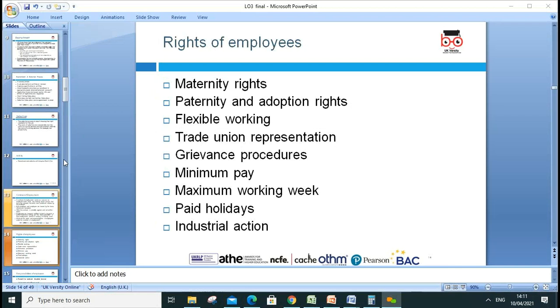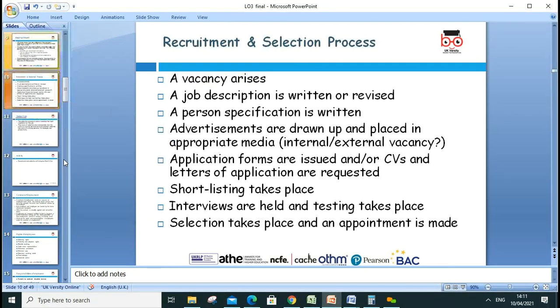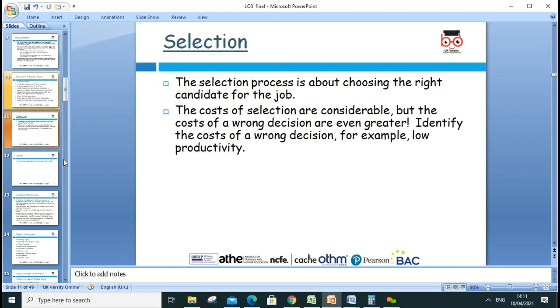Okay, the right employees, that's quite crucial. We recruit the employees, and they have rights as well. The selection process is about choosing the right candidate for the job, and we always need to make sure the person chosen for the role meets the requirements and helps us achieve the organization's objective.